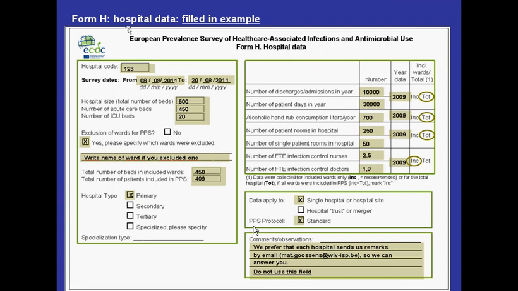The last field, comments and observations, should not be used. In the current version of Helix WinNet, we cannot guarantee that what you would write here would actually get to us. Therefore, we advise you to contact us by telephone or send an email, although we prefer telephone.